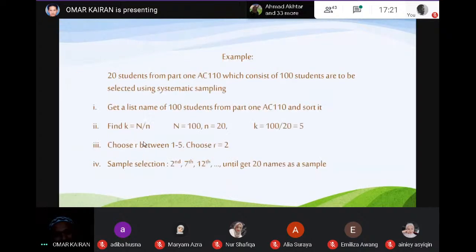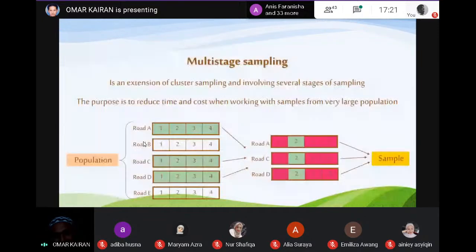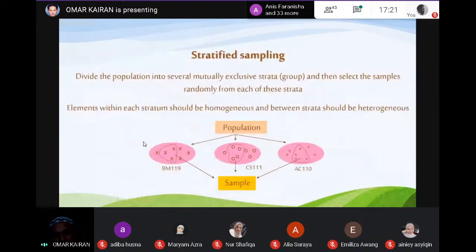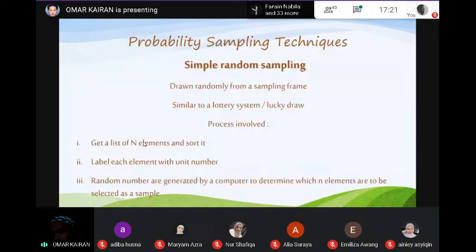Banyak lagi ni, 1.2 ni banyak juga. Okay, kita discuss sikit lagi berkaitan dengan probability sampling techniques.